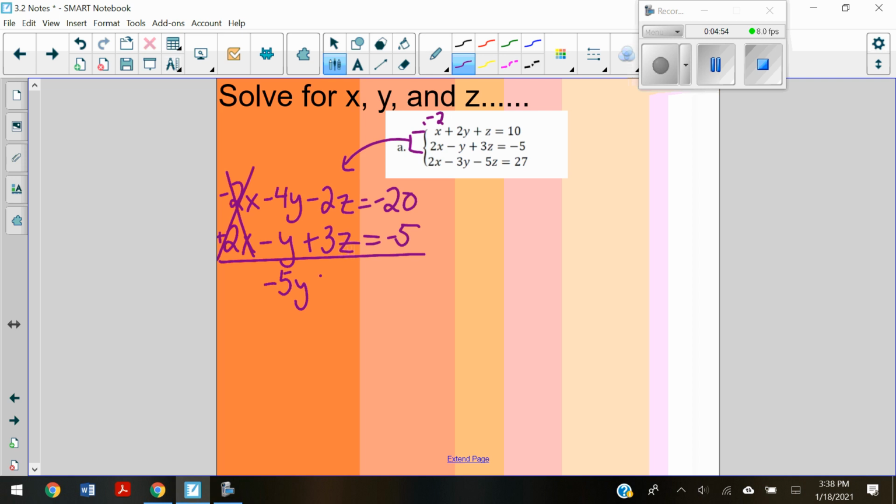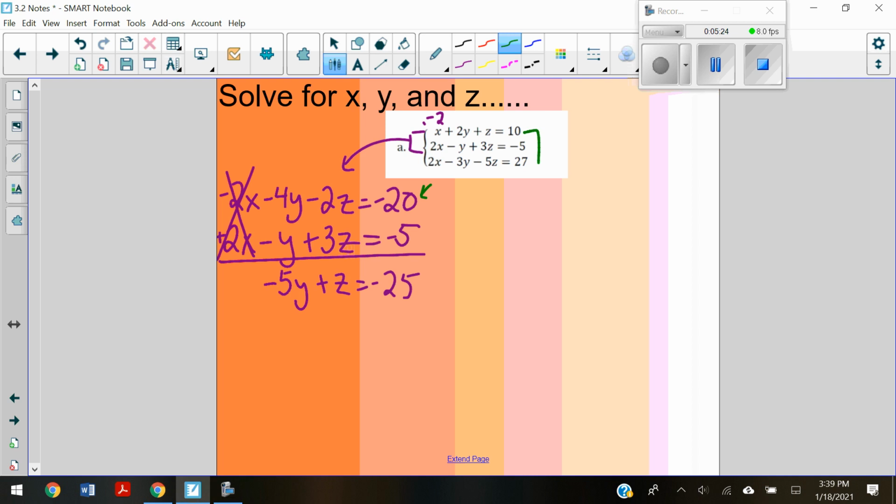I get -5y plus z equals negative 25. And that's exactly what I wanted, was to get it down to one equation with two variables. Now I need to take the top equation and the bottom equation and eliminate x, or the middle equation and the bottom equation and eliminate x. I'm going to take the top and the bottom, just because I already have what that's multiplied out to.